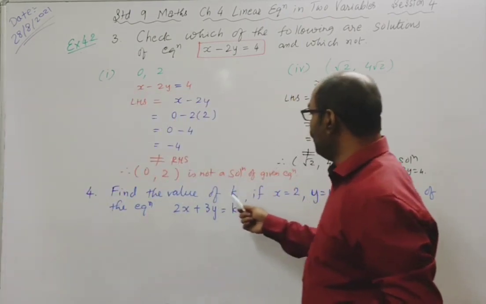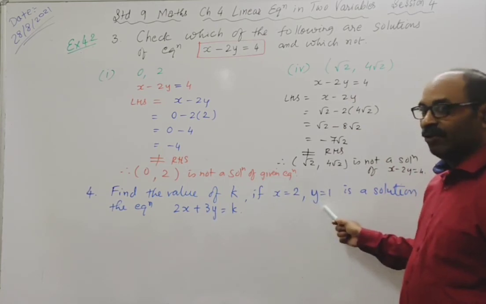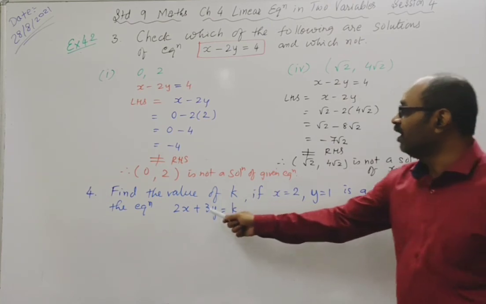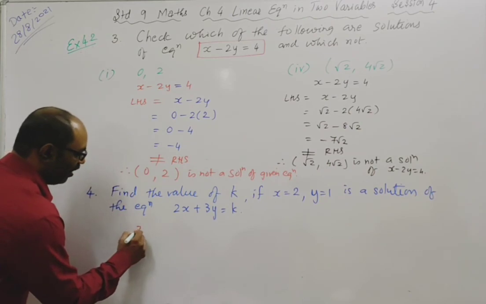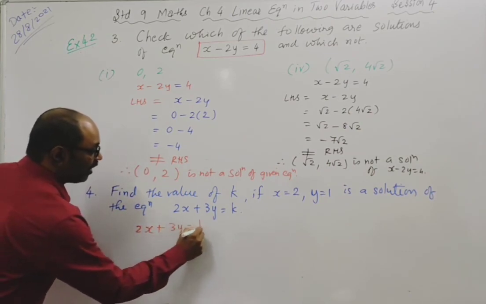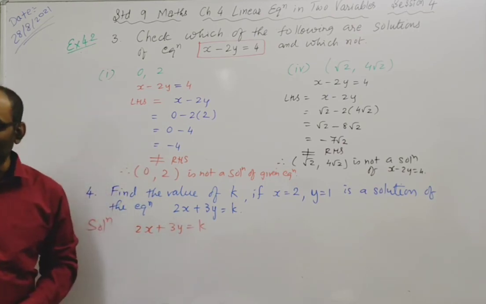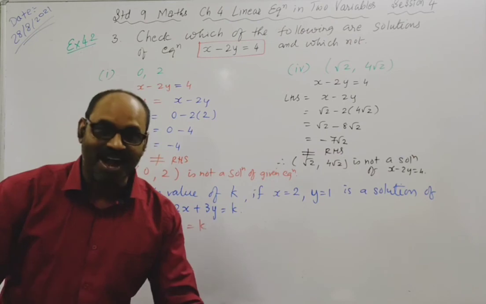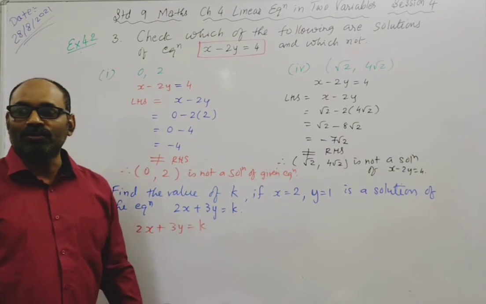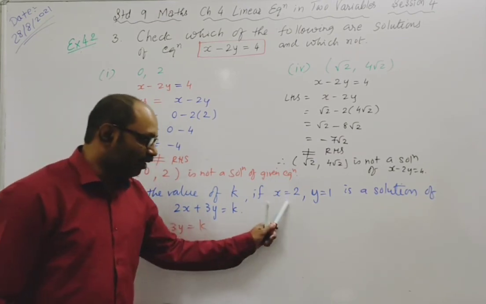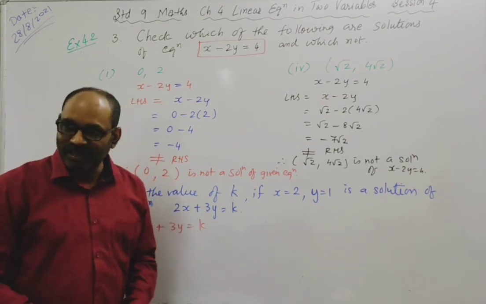Fourth one. Find the value of k if x equal to 2 and y is equal to 1 is a solution of this equation. By solution of equation दिया है. Which is the equation here? 2x plus 3y is equal to k, not x. 2x plus 3y is equal to k. ये equation का solution क्या है? k तो ढूंढना है. x equal to 2 and y is equal to 1. It is the solution. So it satisfies the equation.